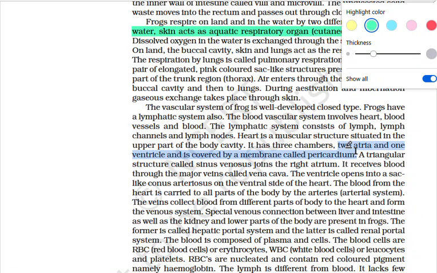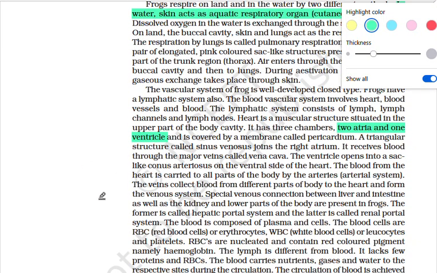This is an important line. The heart has three chambers, two atria and a single ventricle, and is covered by a membrane called pericardium. A triangular structure called sinus venosus joins the right atrium. So how can you remember this?